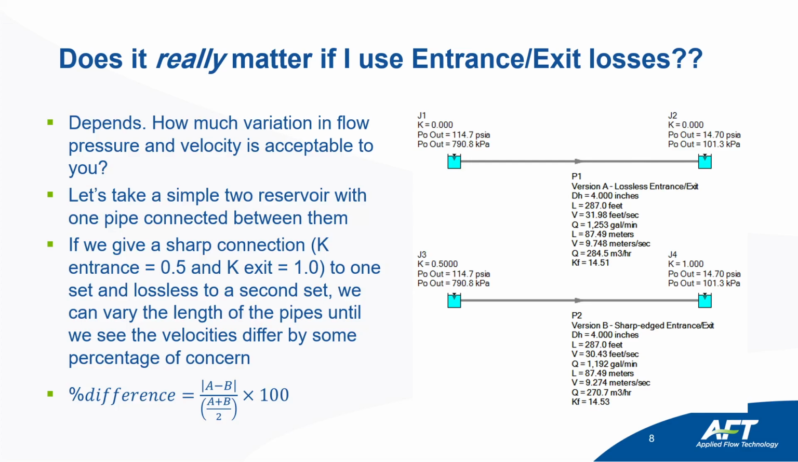So here comes a very interesting question, one that we see from time to time within our support inbox. Does it really matter if I use entrance and exit losses? I'm going to give you the wonderfully ambiguous, non-satisfying answer of it depends. It depends on a lot of things, and we'll see that here in a few moments. But I'm going to repose a question back to you. How much variation in flow, pressure, and velocities is acceptable to you from your real system and your model system?